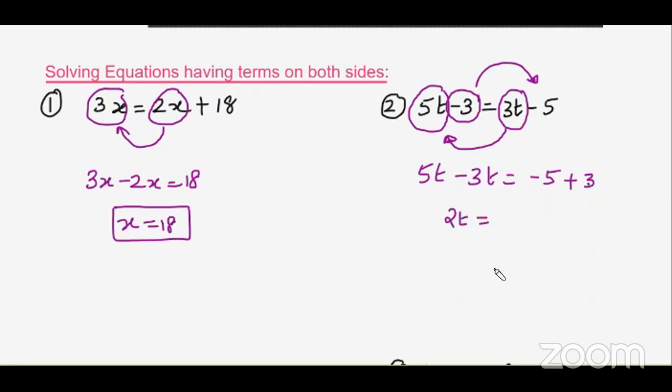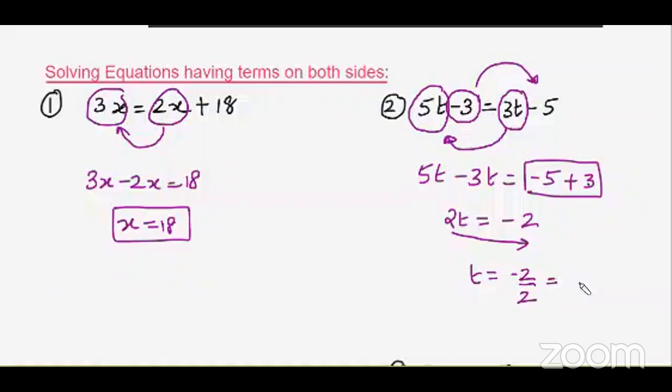Now the 2 should go to the other side and it should be divided. So t equals minus 2 divided by 2, which is minus 1. So t equals minus 1. Right? Clear? Let's do the next.